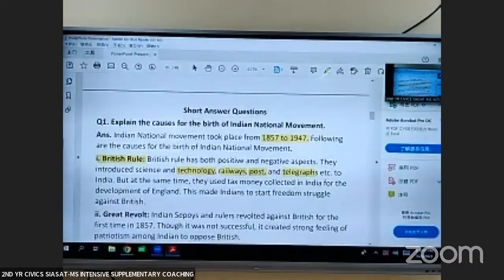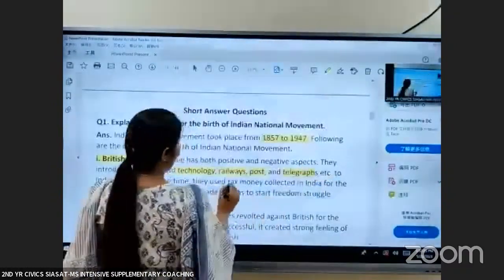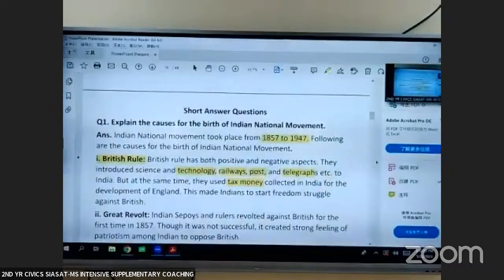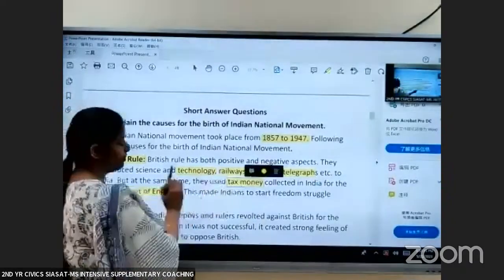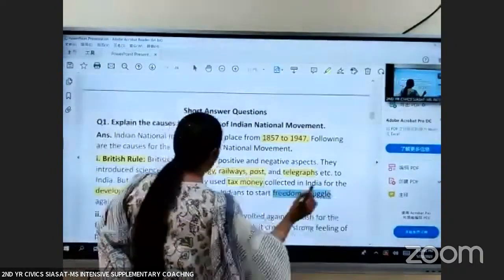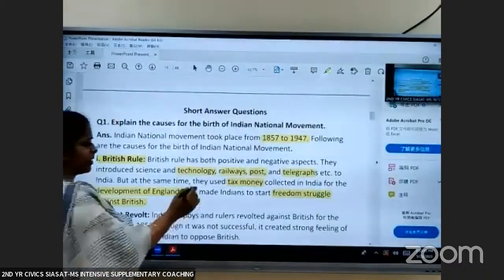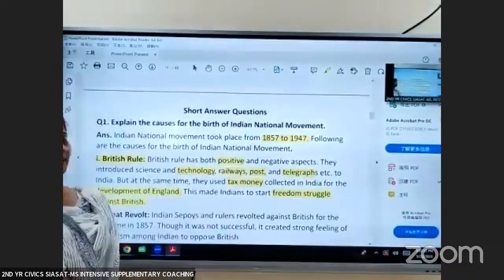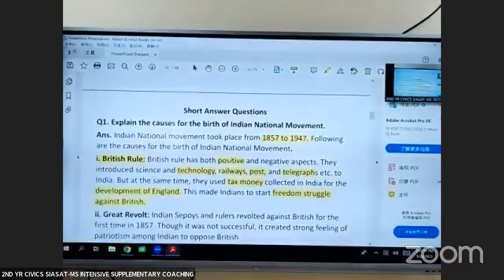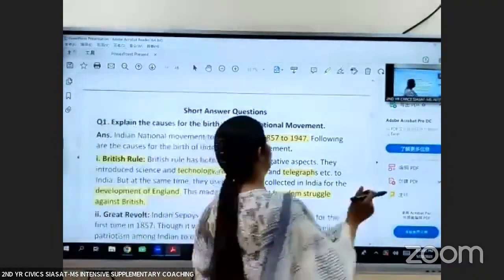It was for themselves. But at the same time, the tax money which they were collecting from Indians, they were using it for the development of England. So this angered the people of India and they started the freedom struggle against the Britishers. So British rule, no doubt, had a positive aspect. They developed India, but not for Indians, for themselves. Okay. Am I clear with this point?